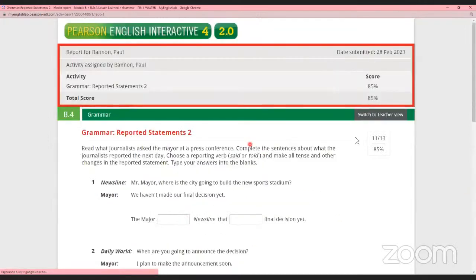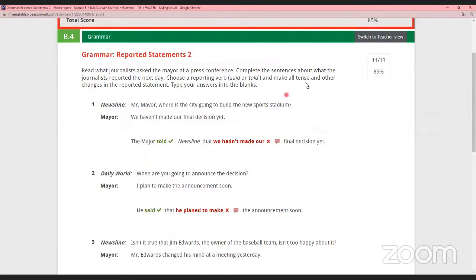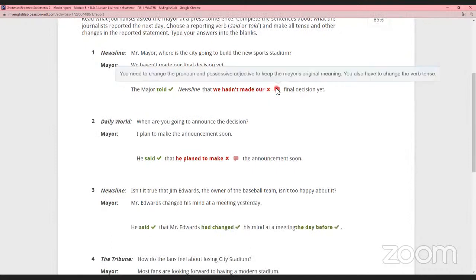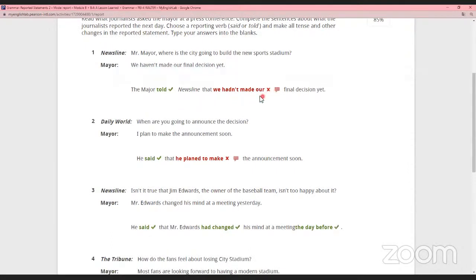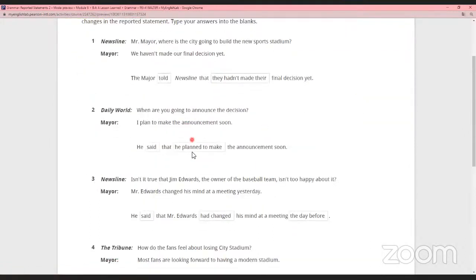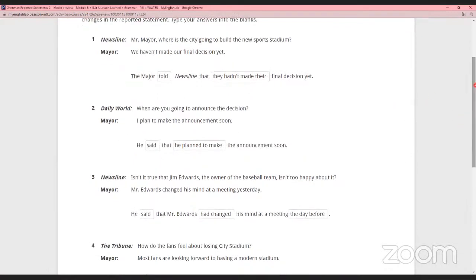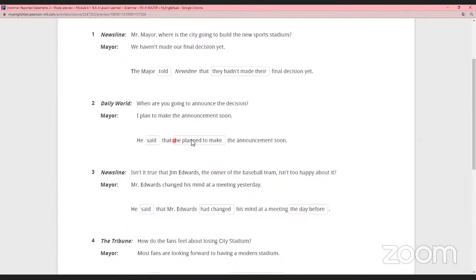All right, let's submit. I hope we didn't... okay, that we hadn't. Okay, you need to change the pronoun. Okay, the mayor told, okay, I'm gonna take a picture. That they had. Yes, right. Don't forget, the mayor told Newsline that we... because it's not part of you, right? Yes, it doesn't include you. So again, this part, their decision, right? That they hadn't made their final decision yet. Okay, and this, he planned. You need to change it. Okay, all right. I guess it was a spelling mistake. He planned, right, with double N. So it was a regular verb. It is a regular verb. So we need to add a double N.